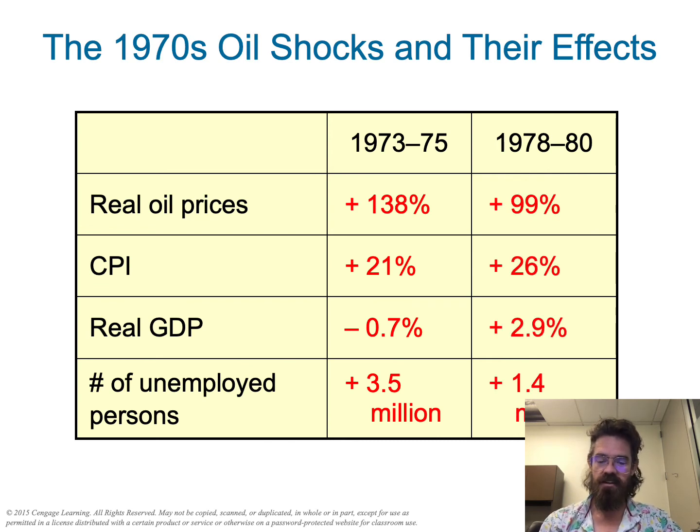This happened again later in the 70s, going into the early 80s. The increase in oil prices wasn't quite as bad, but we actually had a higher increase in price level, and real GDP went up, but the number of unemployed persons went up as well, which I'm not really clear on how to interpret, but anyway. Mainly this first one, in the mid 70s, is what we saw in the aggregate demand, aggregate supply graph on the last slide, something like this type of scenario.